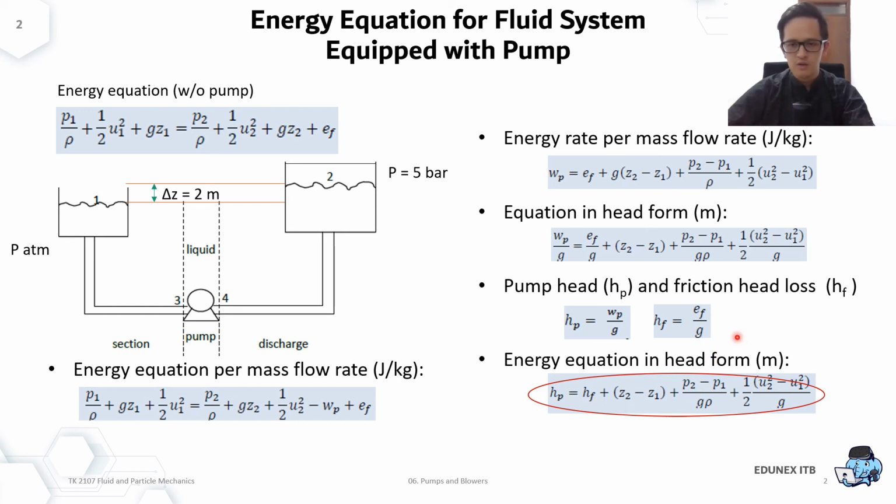And actually there is also one more typical expression for this energy equation. Apart from joule per kilogram and meter, sometimes we want to express it in watt. Watt is joule per second, so it's easy to convert from joule per kilogram to joule per second. You just have to multiply everything by kilogram per second or the mass flow rate, and now you get all the terms expressed in watt or joule per second.